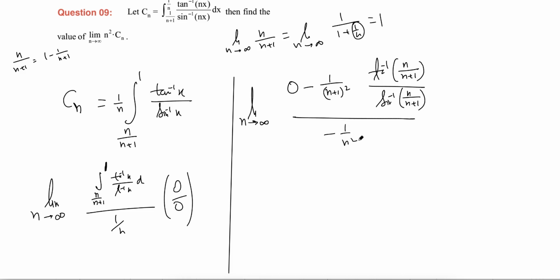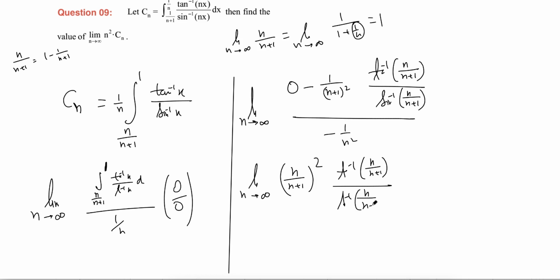I hope everybody is able to understand. Correct? This minus, the n square will go in the numerator. So that will become limit n tending to infinity, n by n plus 1 whole square into tan inverse n by n plus 1 by sine inverse n by n plus 1. But just now we checked limit n tending to infinity, n by n plus 1 is 1. So this value will be 1. Tan inverse 1 is pi by 4 divided by sine inverse 1 which is pi by 2. So pi cancels, and the answer will be 1 by 2. So the answer of this question will be 1 by 2.